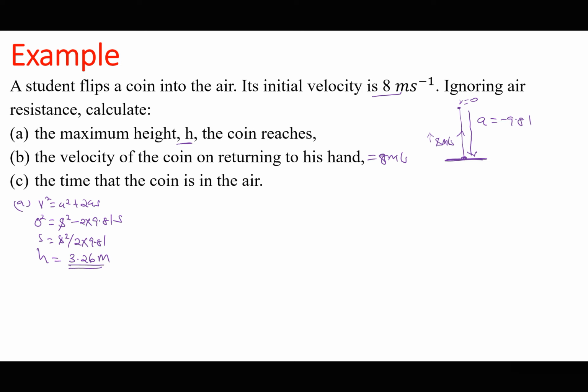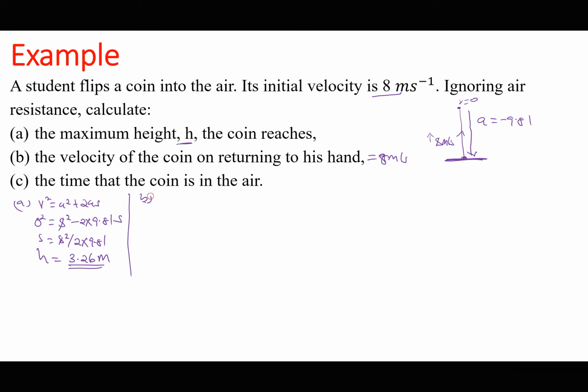If the coin is going up, it is decelerating from 8 to 0 meters per second on its way up. If it is now coming back downwards, it is accelerating from 0 at the highest point to reach 8 meters per second at the same level as it was projected. So the motion is said to be symmetrical. So the velocity on returning to his hand is going to be 8 meters per second. If you cannot agree to that, we can check this by calculation.